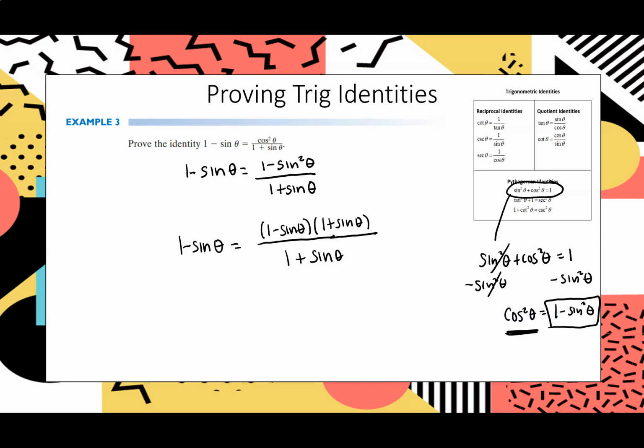Okay. Now, what do you see happening here? If you said you can see something that cancels, you're totally correct. We've got this canceling with that. And so we're really just left with rewriting this side, and we're left with just what we have on the top here, which is 1 minus sine theta, and we have a match. There we go.